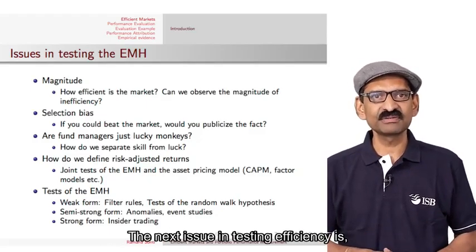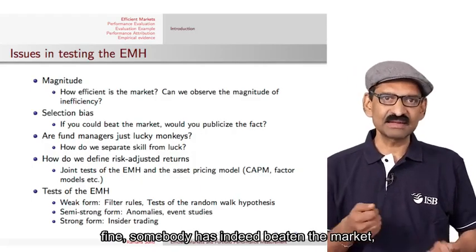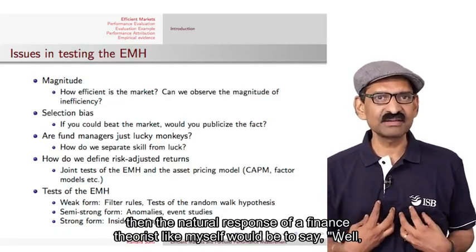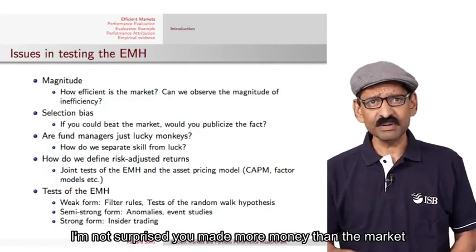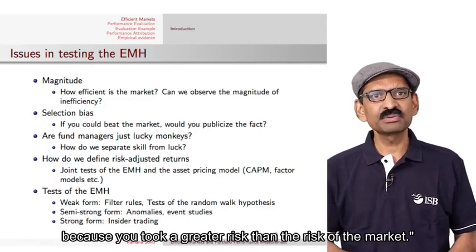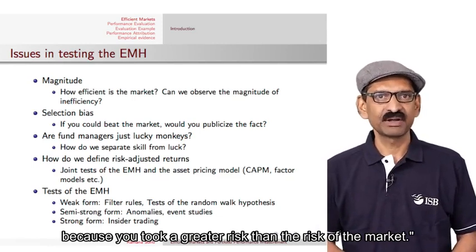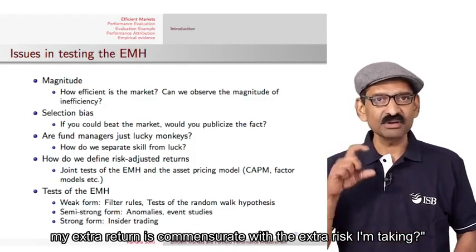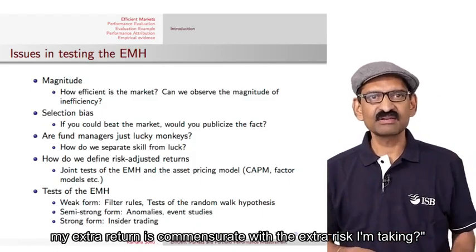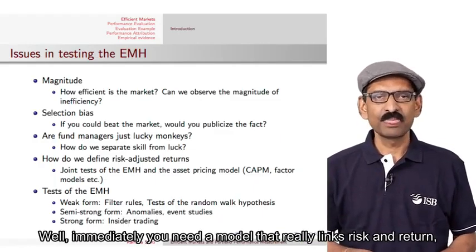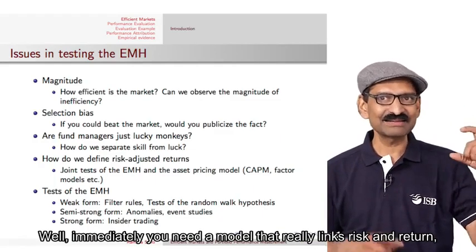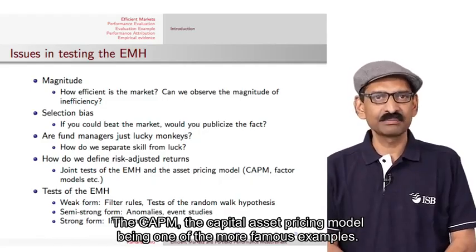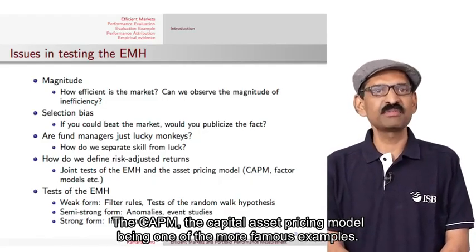The next issue in testing efficiency is, fine, somebody has indeed beaten the market. Then the natural response of a finance theorist like myself would be to say, well, I'm not surprised you made more money than the market because you took a greater risk than the risk of the market. And then you will ask me, how do you figure out whether my extra return is commensurate with the extra risk I'm taking? Immediately you need a model that links risk and return. Those models are called asset pricing models, the CAPM, the capital asset pricing model, being one of the more famous examples.